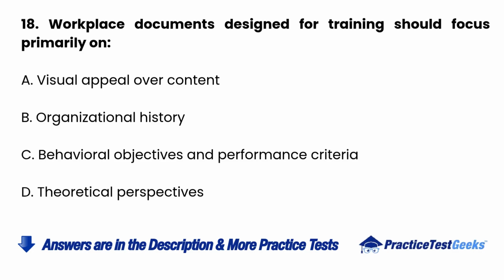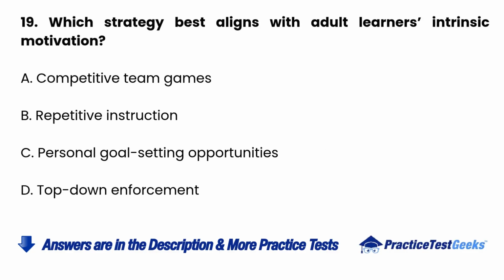18. Workplace documents designed for training should focus primarily on: A. Visual appeal over content. B. Organizational history. C. Behavioral objectives and performance criteria. D. Theoretical perspectives. 19. Which strategy best aligns with adult learners' intrinsic motivation?